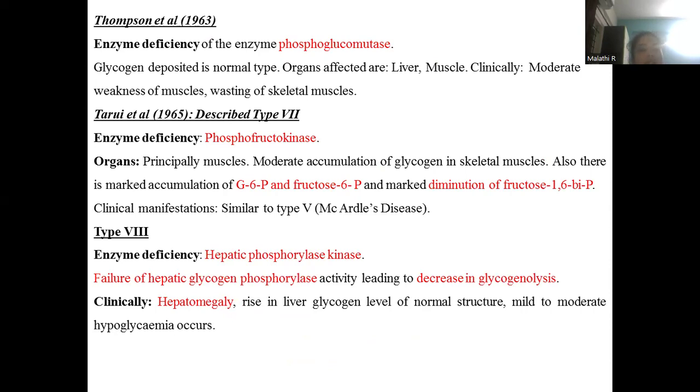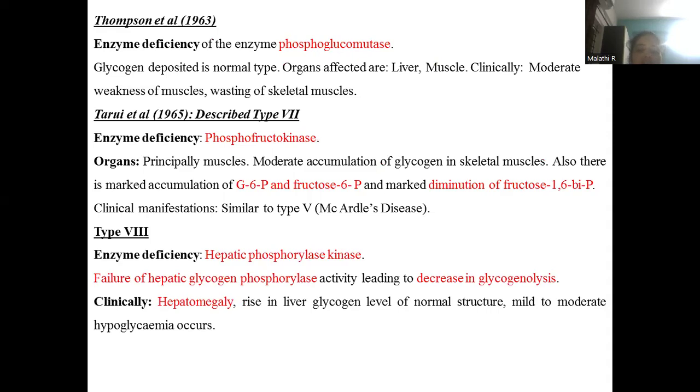Tarui et al. described type 7. The enzyme deficit is phosphofructokinase, and the organ involved is principally muscle. Moderate accumulation of glycogen is seen in muscles, especially skeletal muscle. Also, there is a marked accumulation of glucose 6-phosphate and fructose 6-phosphate, and marked diminution of fructose 1,6-bisphosphate. Clinical manifestations are similar to type 5, McArdle's disease.